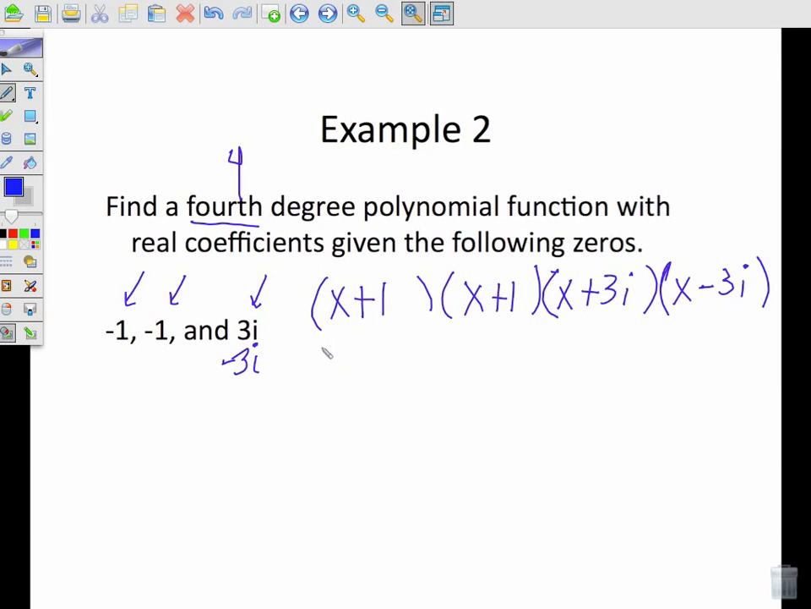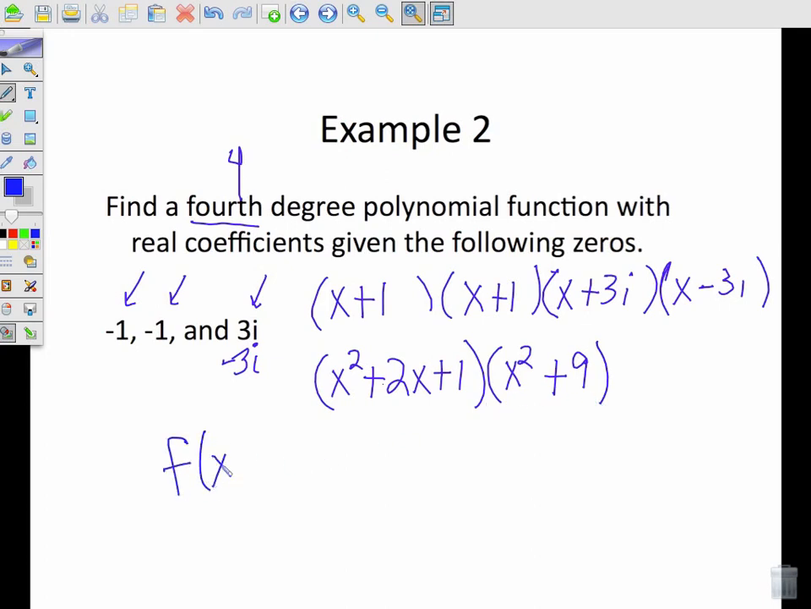And what we're going to do now is FOIL. So let's go ahead and put the first two together. When we put the first two together, we're going to get x squared plus 2x in the middle, and then plus 1. When we square the second two, we get x squared. The middle terms cancel, and then we'd have minus 9i squared, which ends up being plus 9.